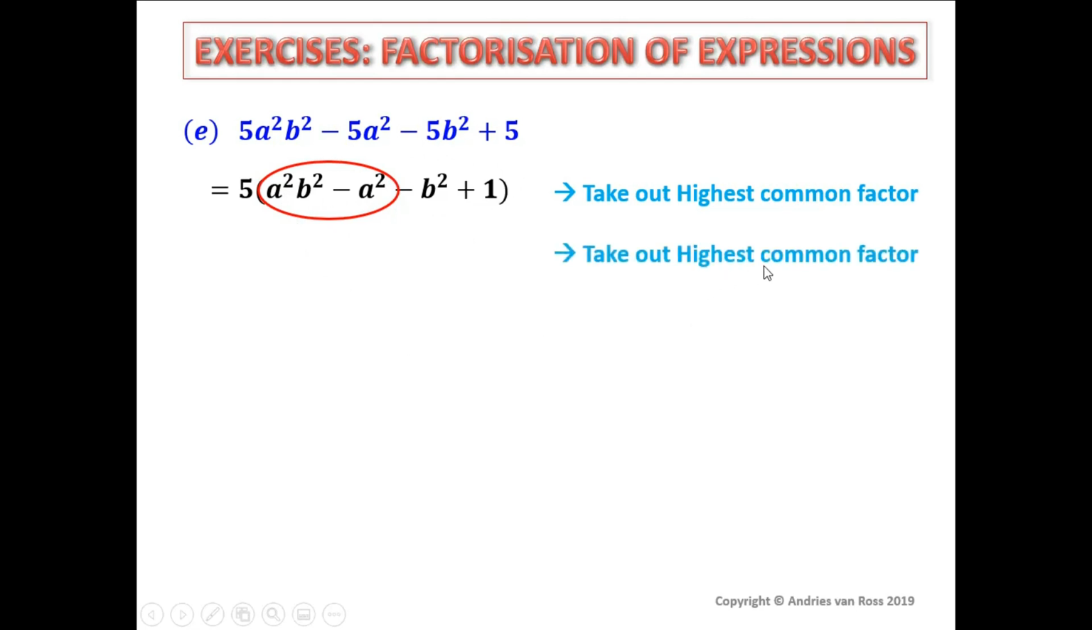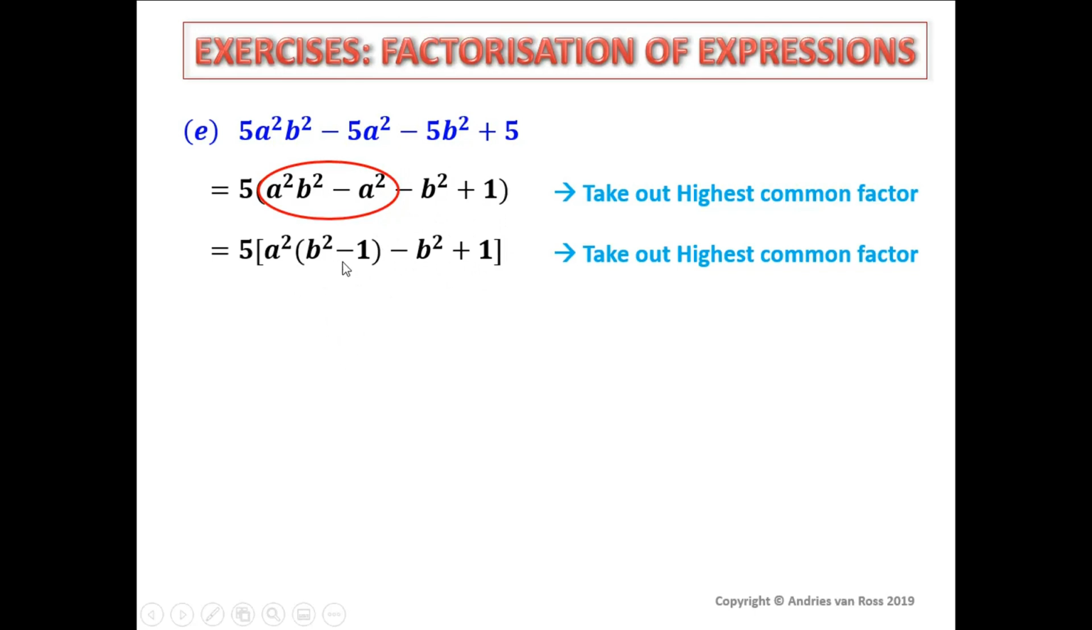So let's take out our highest common factor there. The 5 is still outside. Let's just change the brackets to square brackets to make it easier. If we take out from those two terms, we take out a squared from the first term. We see what's left there. There's b squared because the a squareds cancel out. And then a squared goes into minus a squared once. So that's what's left there. And we have our part that we didn't touch.